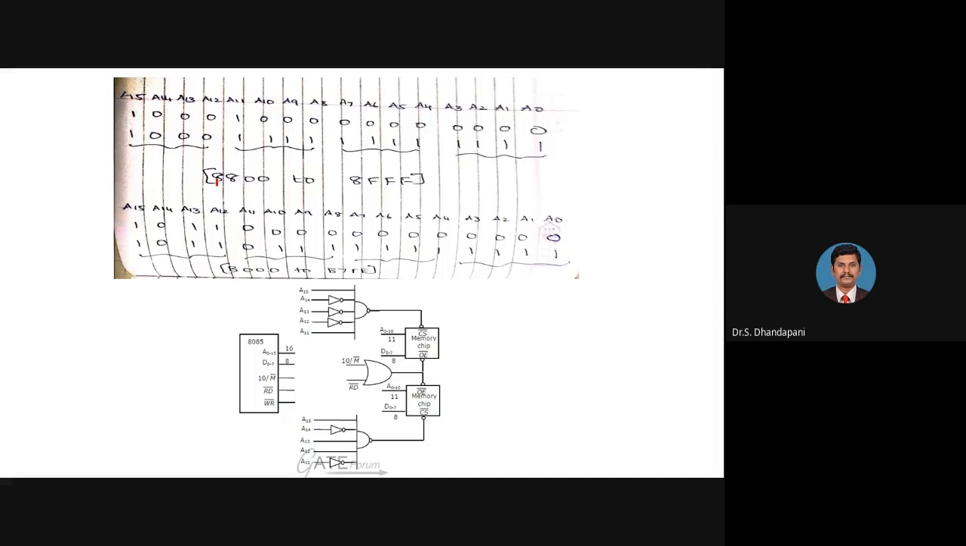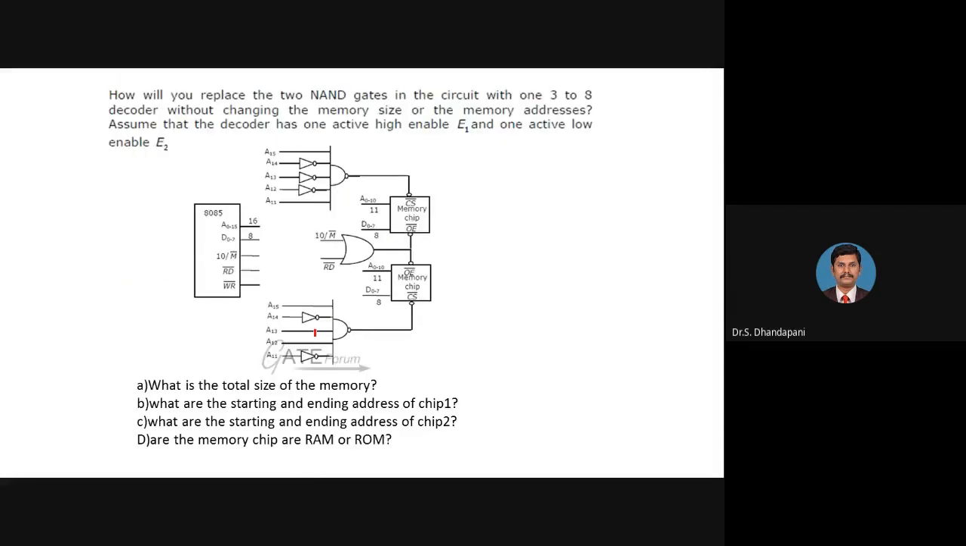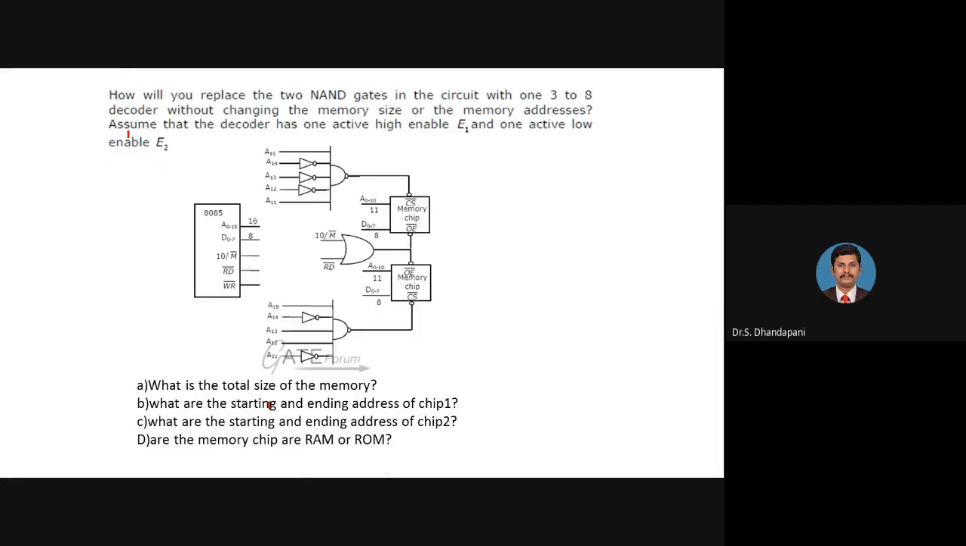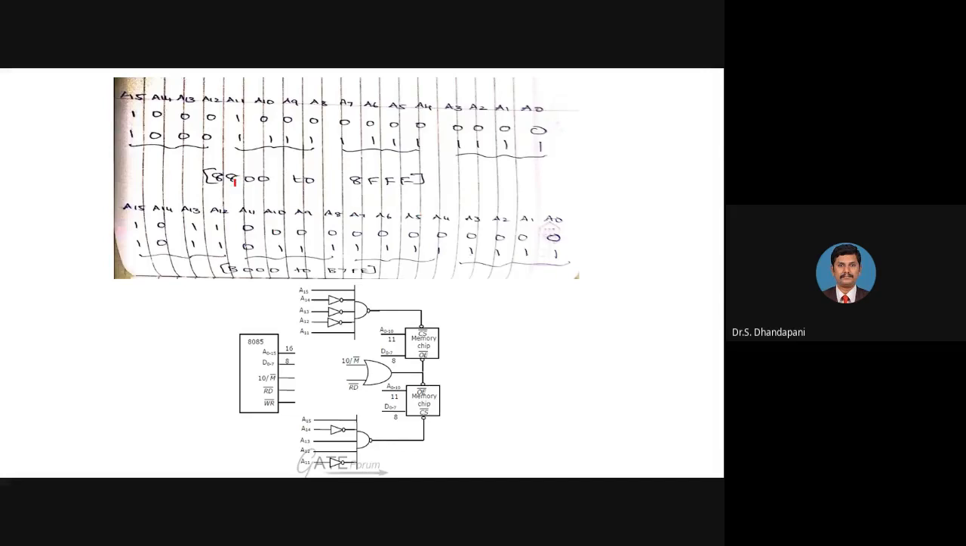The starting address is 8800. The ending address is 8FFF. So the answer for the B part, the starting address is 8800. This is the starting address. This is the ending address, 8FFF. So the answer for the B part, this memory starts with 8800 and ends with 8FFF.